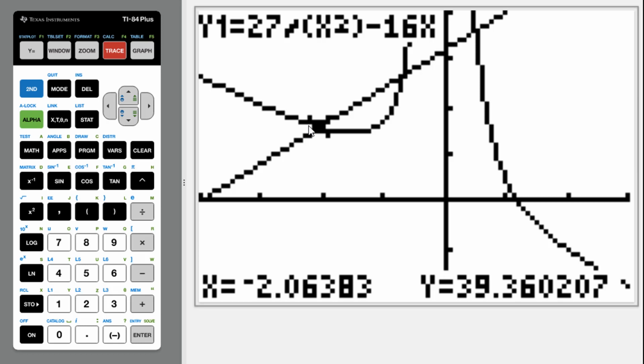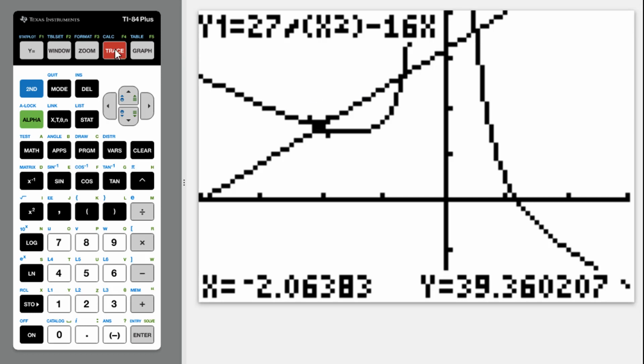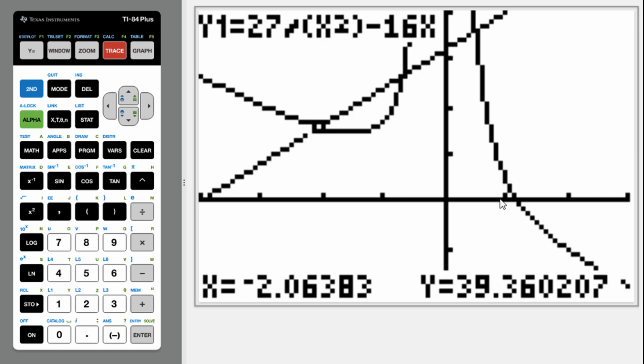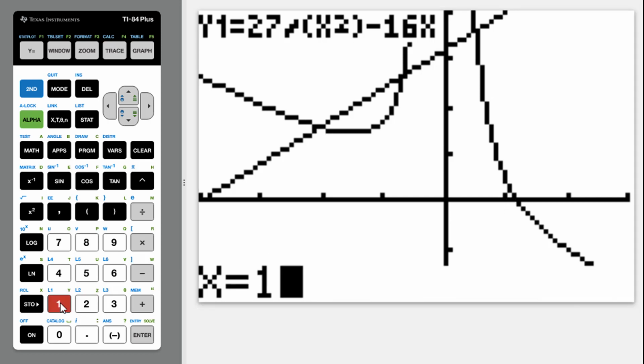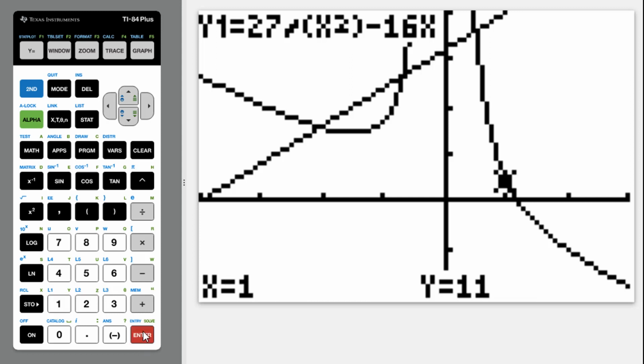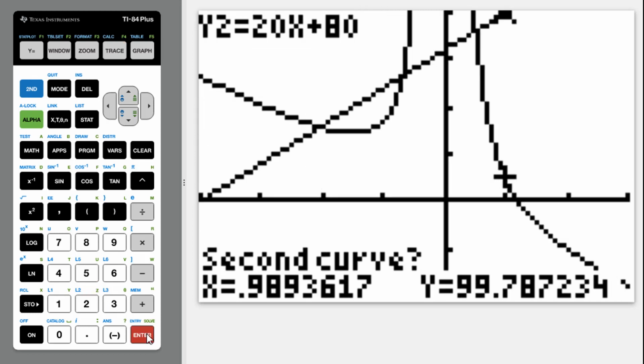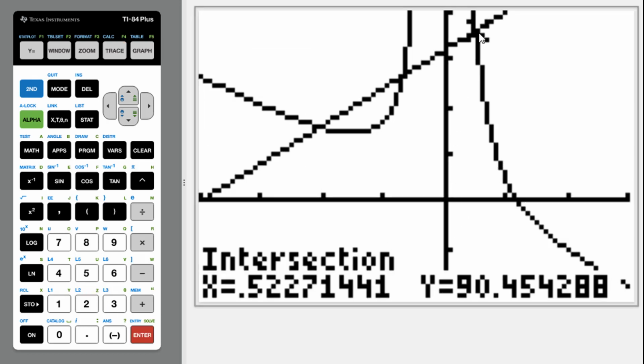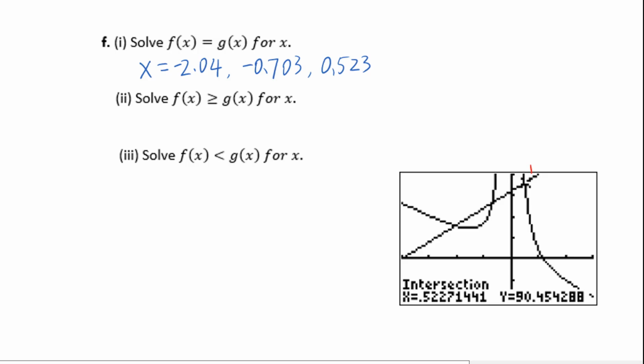It's hard for you to move from this intersection to this intersection. So we will put a trace and then close. This is 1. So trace 1. Enter. Then this time do the second trace. 5. Enter, enter, enter. They will go to the third intersection. That is 0.523.